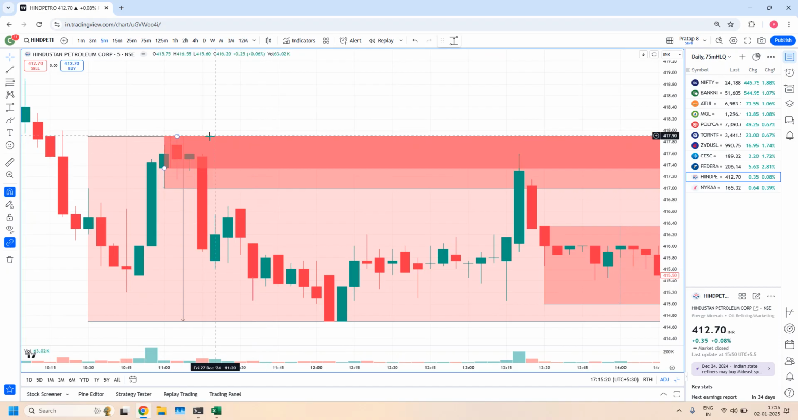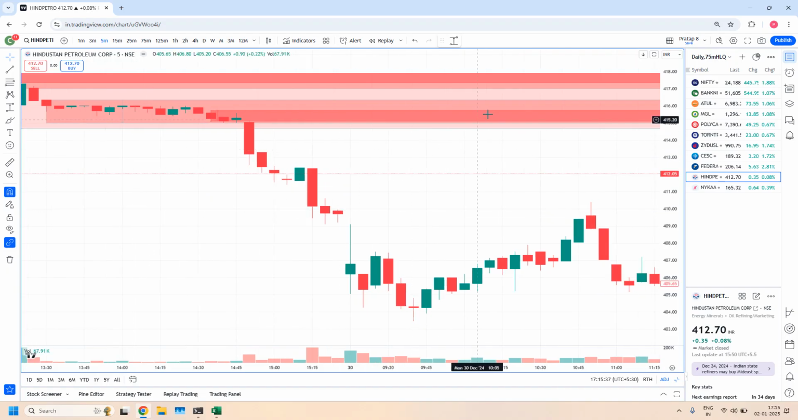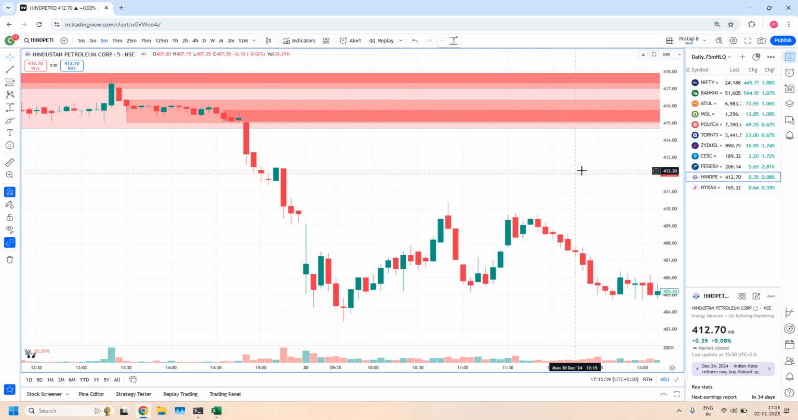And here also you have a fine-tuned 5 minute zone. You have a rally, you have 3 base candles and a drop candle. But this zone is already tested. This is not a fresh fine-tuned 5 minute zone. But what about this one? This is a fresh fine-tuned 5 minute zone. Exactly this is the area we got the trade today.